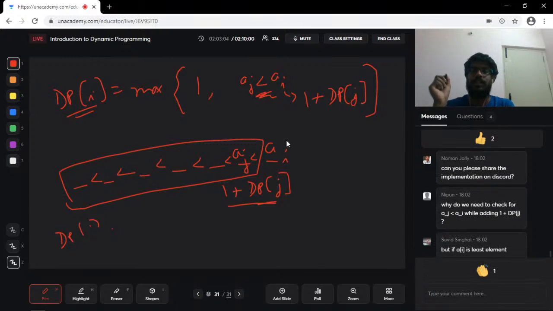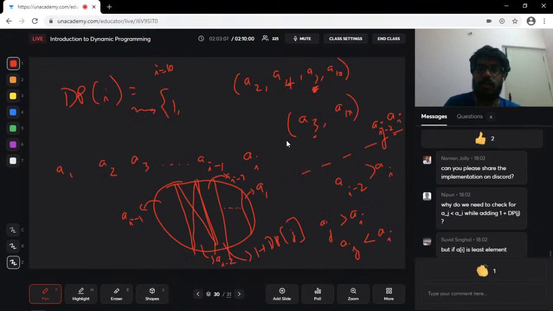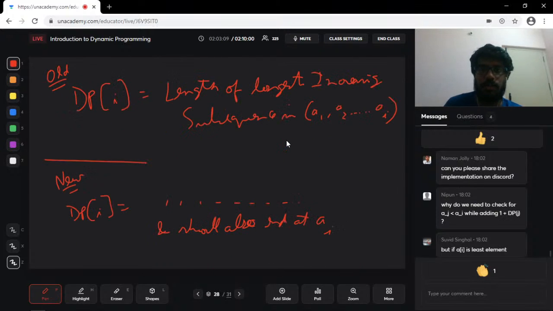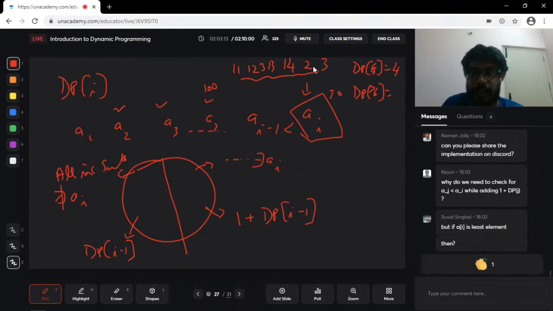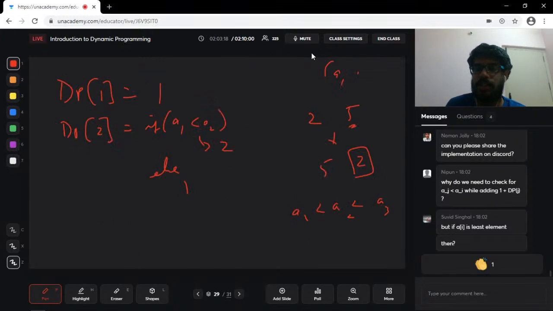Nipun, we need to check for that constraint, because otherwise we could have a condition like this. I might be taking 11, 12, 13, 14 and then 2, which doesn't work. That's why we need to have that check as well.